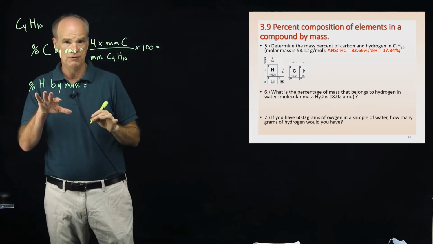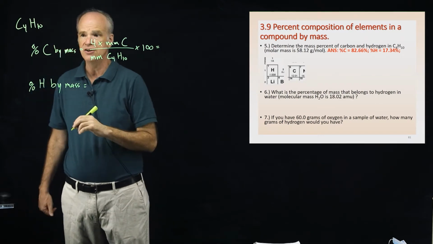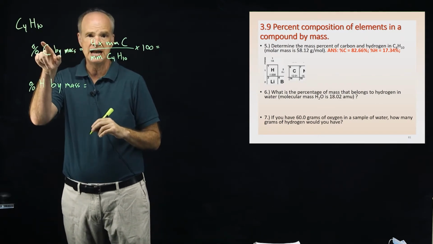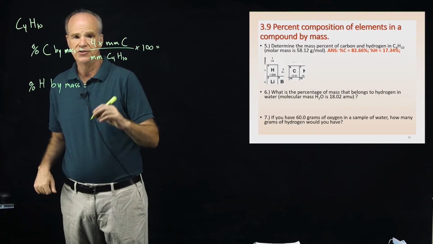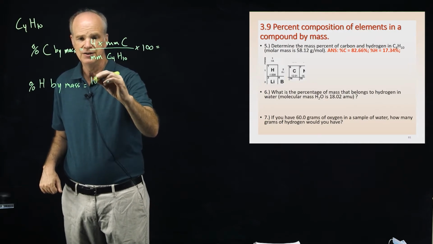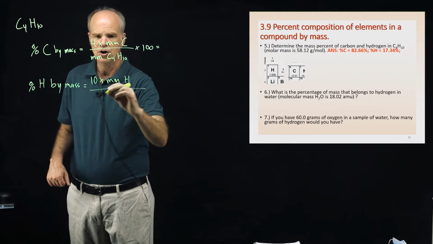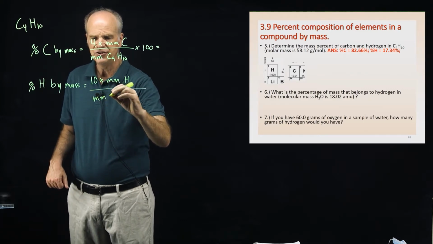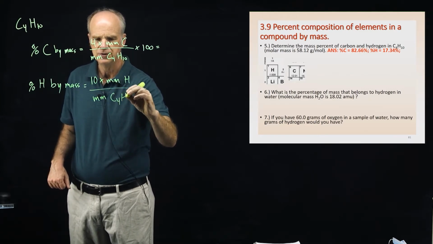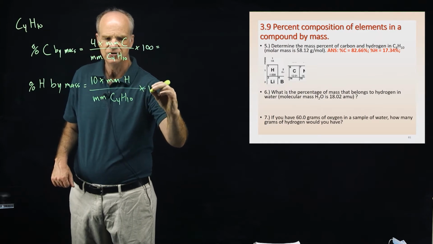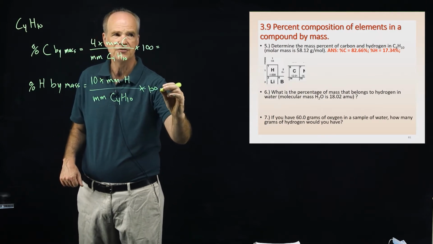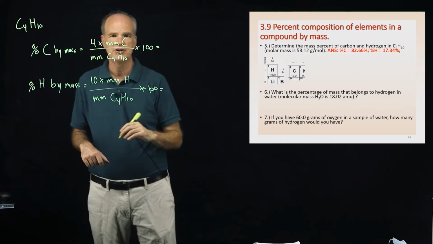And so what would it be for hydrogen? Well, for hydrogen, it looks like we have 10 hydrogen atoms in one molecule. And so we would want 10 times the molar mass of hydrogen over the molar mass of the molecule times 100. Okay, so let's kind of fill in some numbers here and see how that goes.